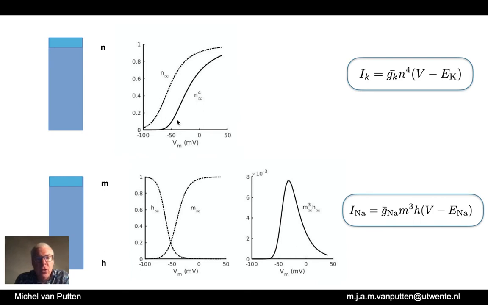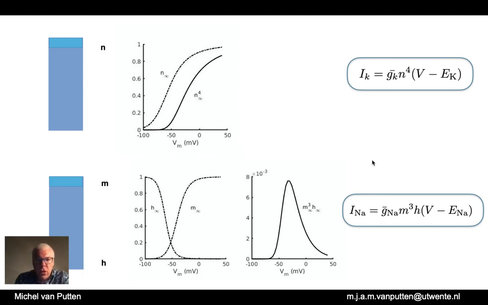And it was shown that if this is the final position for the N gate, and you take it to the power of 4, then you get a realistic behavior of the potassium channel. And that is shown here in the expression for the potassium current. So the potassium current is given by the maximum conductance, GK bar, times the activation gate to the power of 4, times the difference between the membrane voltage and the Nernst potential of potassium. And this was essentially found based on experimental data, and this fitted the data best.